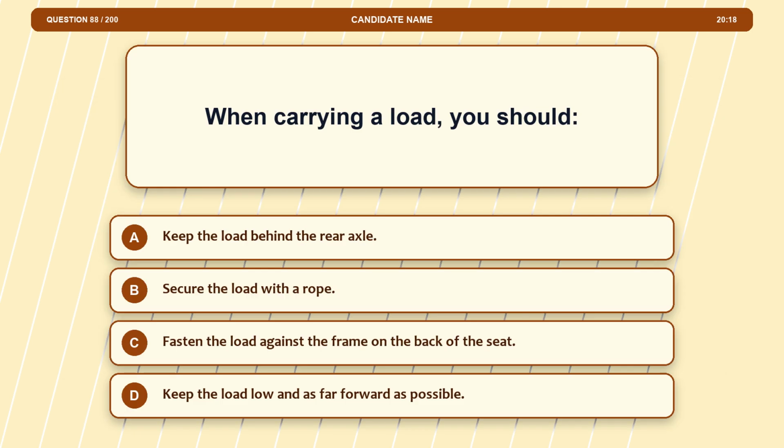Question 88. When carrying a load, you should. Option A, keep the load behind the rear axle. Option B, secure the load with a rope. Option C, fasten the load against the frame on the back of the seat. Option D, keep the load low and as far forward as possible.